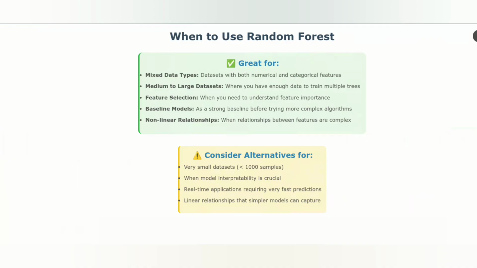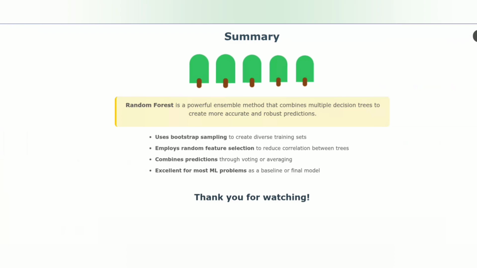However, you might want to consider alternatives for very small data sets, typically less than 1,000 samples, where random forest might not have enough data to create meaningful diversity. If model interpretability is crucial, say you're in healthcare or finance where you need to explain every decision, a single decision tree or linear model might be better. For real-time applications requiring very fast predictions, the computational overhead of random forest might be problematic. And if your data has clear linear relationships, simpler models like linear regression might be more appropriate and easier to interpret.